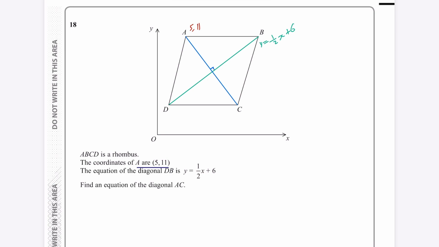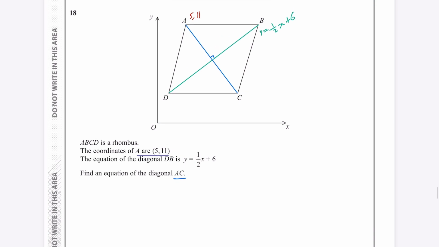So find the equation of the diagonal AC. Again, always start with the information you have. So in this question, we've got two lines. One is line DB, and then on the left or right here, line AC, and that's what we need to find the equation of. So let's start with what we have, which is y equals a half x plus 6.